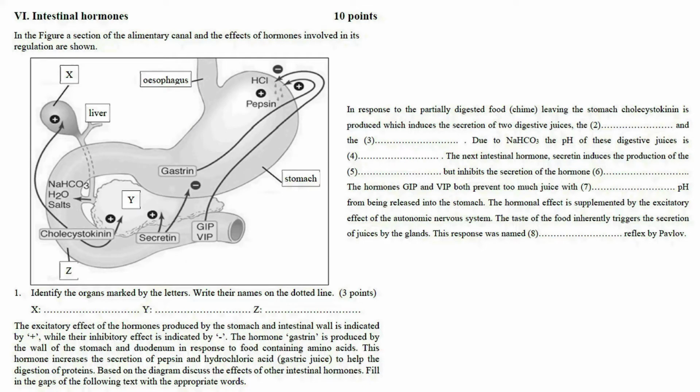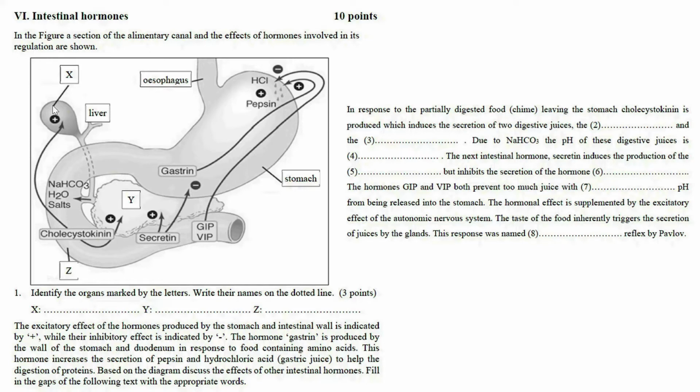Intestinal hormones. In the figure, a section of the alimentary canal and the effects of hormones involved in its regulation are shown. Identify the organs marked by the letters, write their names on the dotted line. So it's very easy to identify that this here is the stomach, esophagus, stomach, okay, obviously it is labeled, so that is extra help. We have the liver, that cannot be seen in here, but the gallbladder we see. We also know that the pancreas is attached to the duodenum, which is the first part of the small intestine, and basically we named all of the parts that must be named in here.